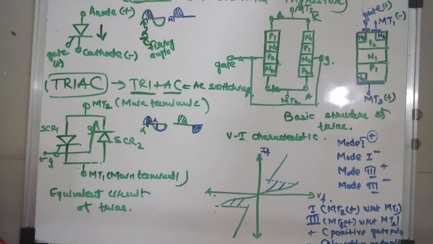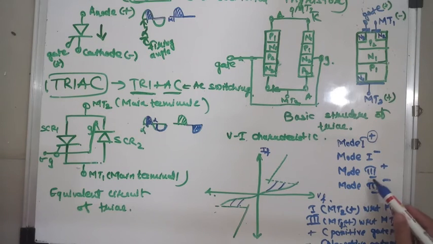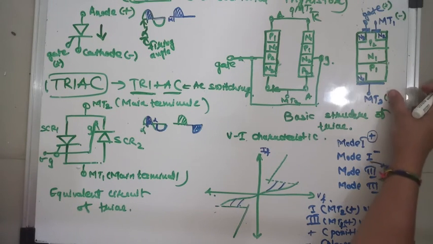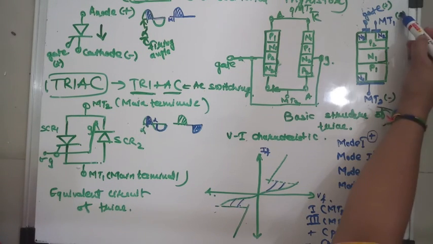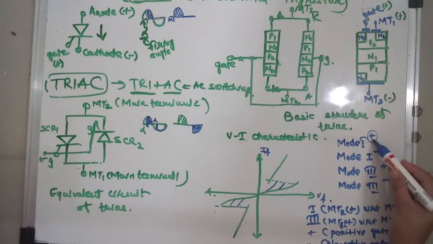So here are the four modes of operation. The first indicator says your MT2 is positive with respect to MT1, and the third indicator says your MT2 is negative with respect to MT1, so it lies in the third quadrant. What is a plus sign? The plus sign means the polarity of the gate pulse. Gate pulse is positive, and negative means the gate pulse is negative.